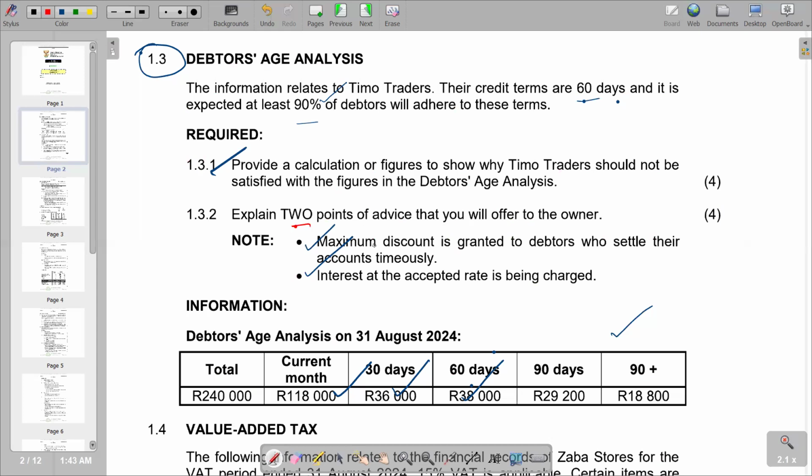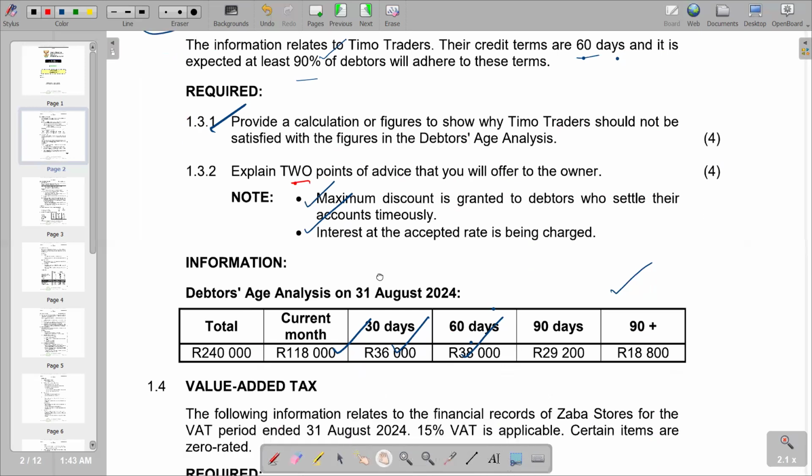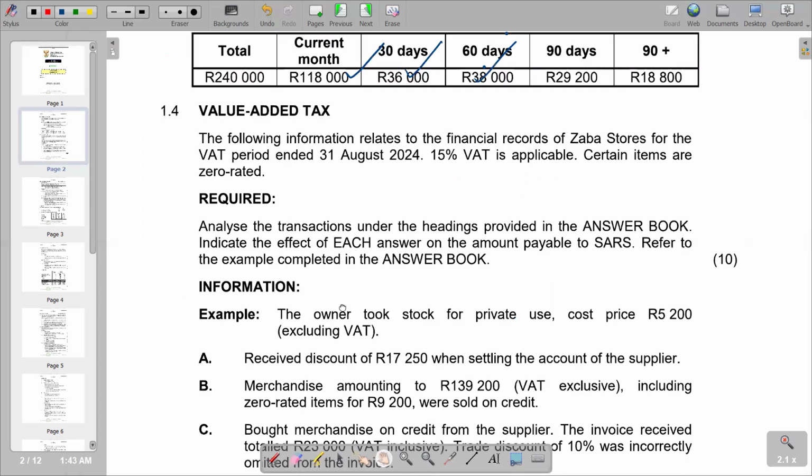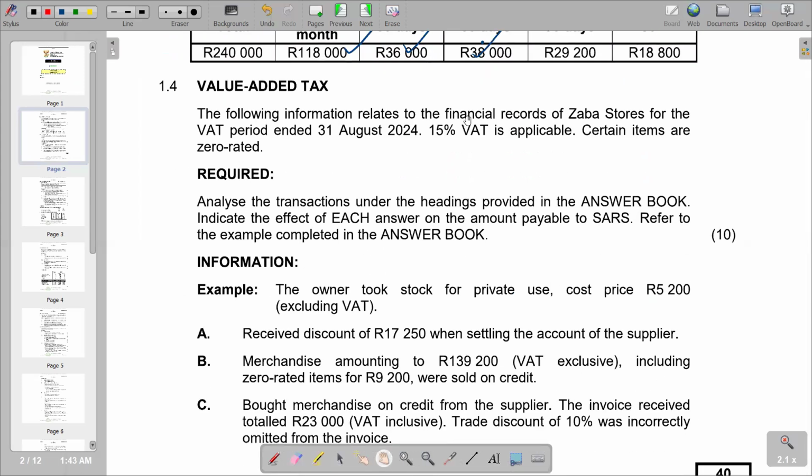So basically, this is what we have, and then we move on to the second part of our question, which is now 1.4, which is on value added tax. The question reads that the following information relates to the financial records of Zaba stores for the VAT period ended 31 August 2024. 15% VAT is applicable. Certain items are zero rated. Required: analyze the transaction under the headings provided in the answer book. Indicate the effect of each answer on the amount payable to SARS. Refer to the example completed in the answer book.